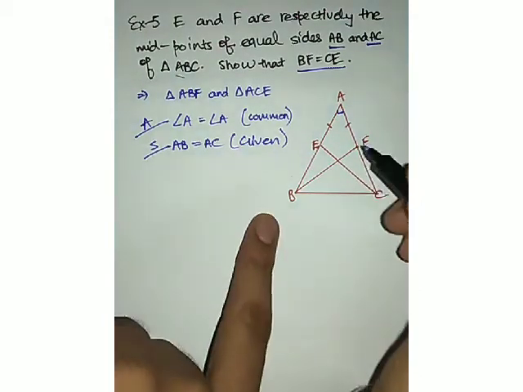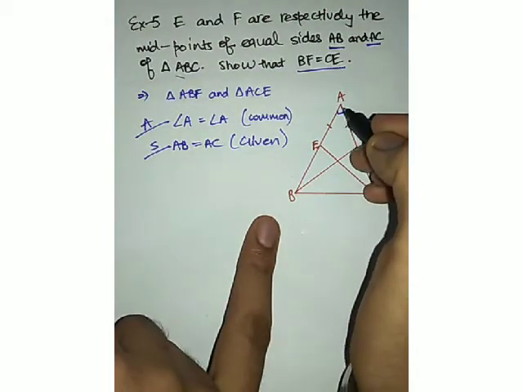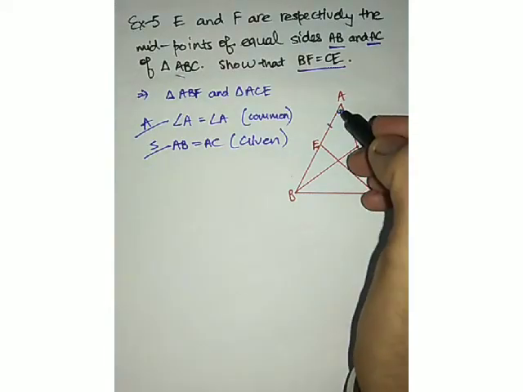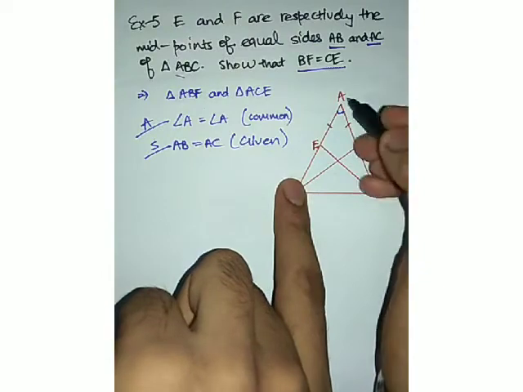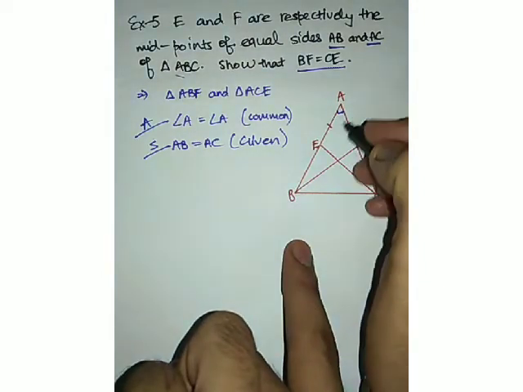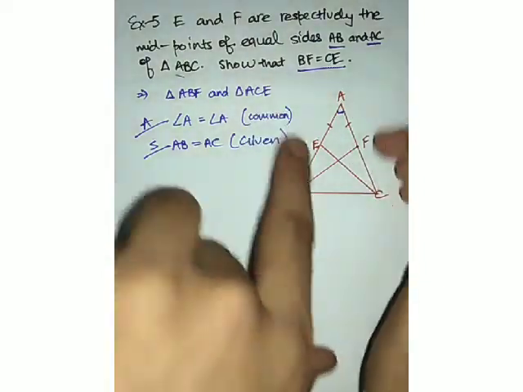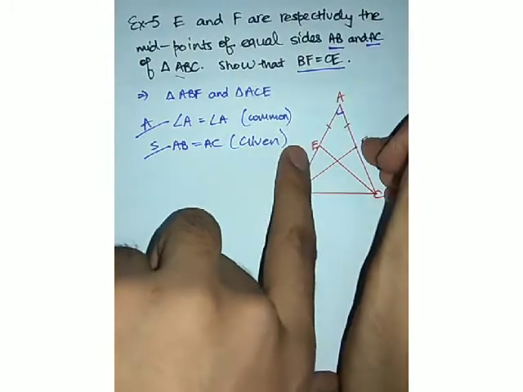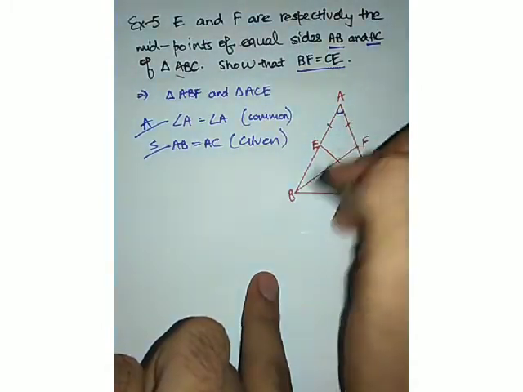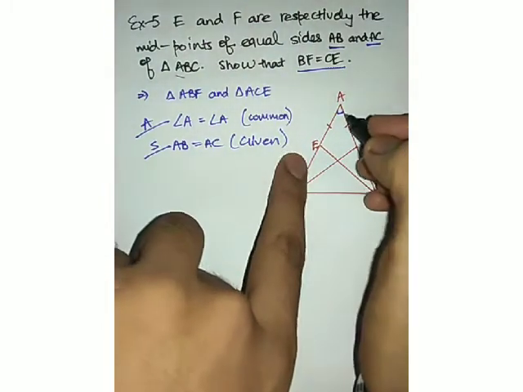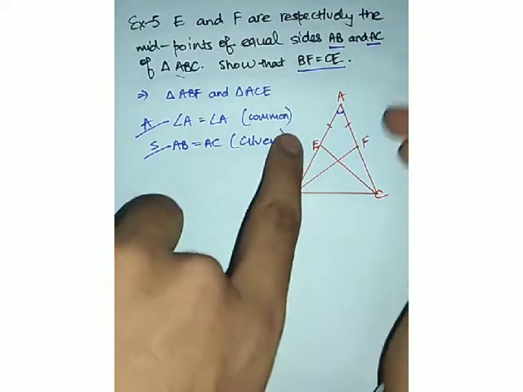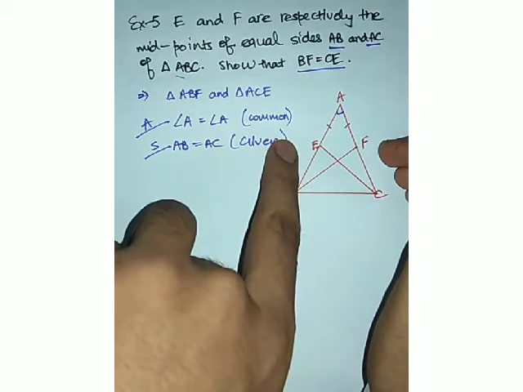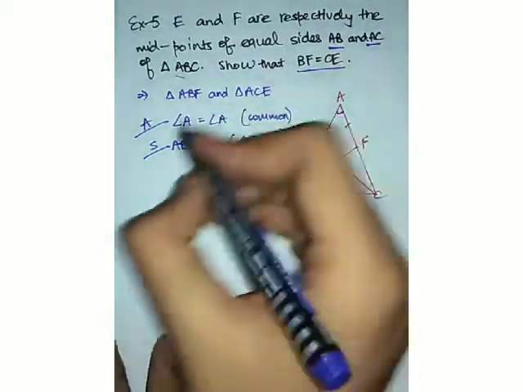Okay, so now you can see that AF is equal to AE. Why? Because AF is half of AC, AE is half of AB, and these are the halves of equal sides. You know that AB is equal to AC, it's given. So it's pretty much clear that AE must be equal to AF because these two are the halves of the equal sides.